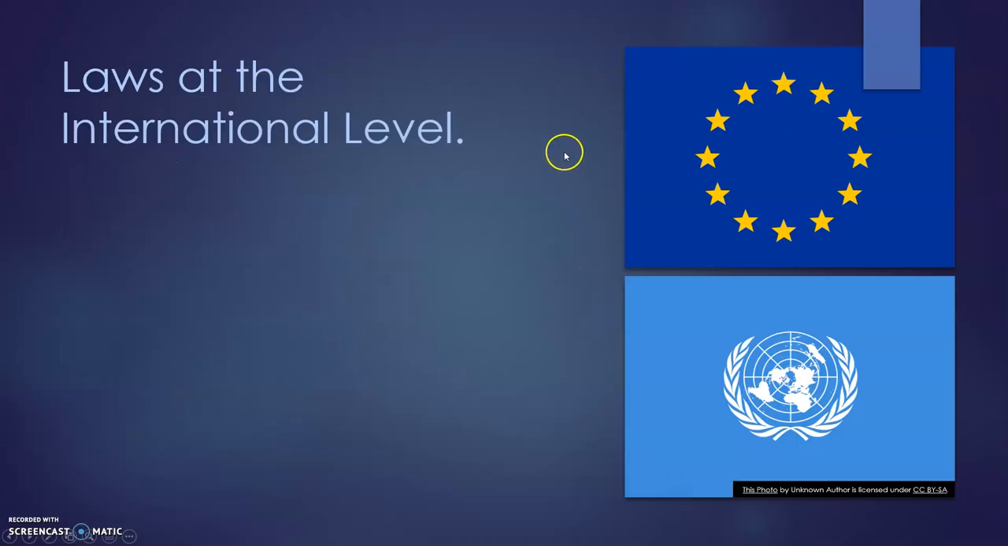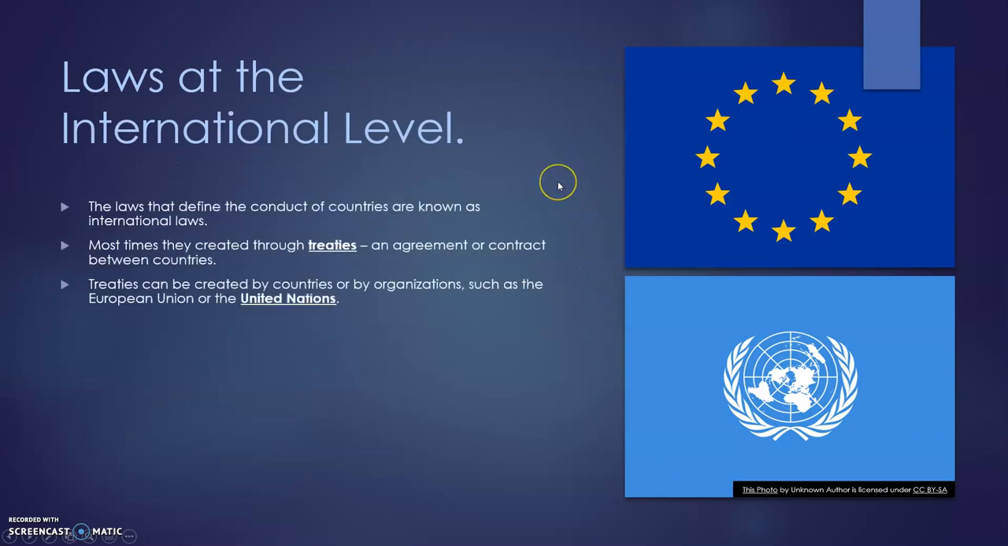Okay? So, laws at the international level. The laws that define the conduct of countries are known as international laws. Many times they're created through treaties, okay? A treaty is an agreement or contract between countries. Now, treaties can be created by countries or by organizations such as the European Union, that's that flag here, or the United Nations.